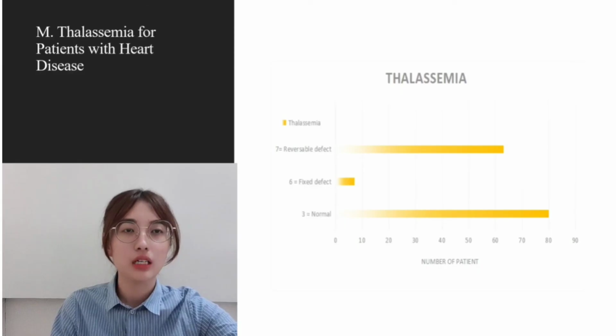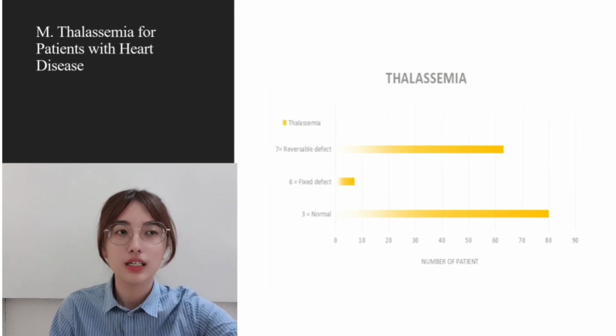Both bar charts show the average of thalassemia for patients with heart disease. Looking at the graph in more detail, it can be observed that the majority pattern of thalassemia is normal. This is because out of a total 150 patients, 80 were in the normal category. However, 63 patients, which is 42%, are shown in the reversible defect category, with only 7 patients out of 150 in the fixed defect category.